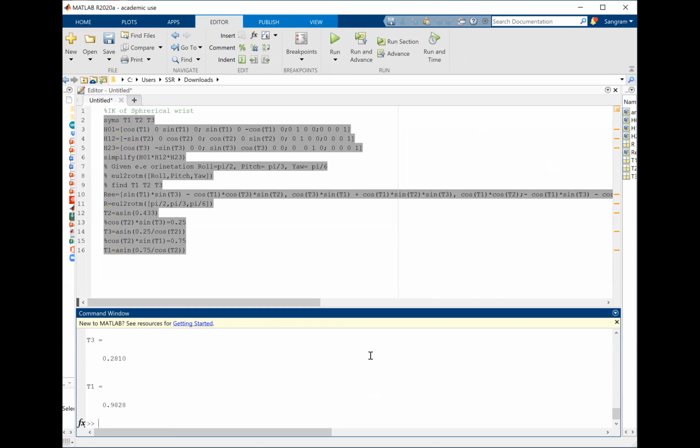Have an error for eul2rotm. Usually, when you install MATLAB, I recommend that you install with all the default options and the toolboxes that we need for solving robotics problems. So yeah, correct. It's not EU12, it's EUL. That stands for Euler to rotation matrix. Okay, any questions?